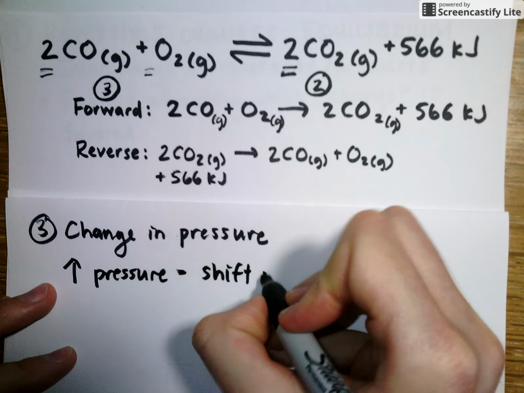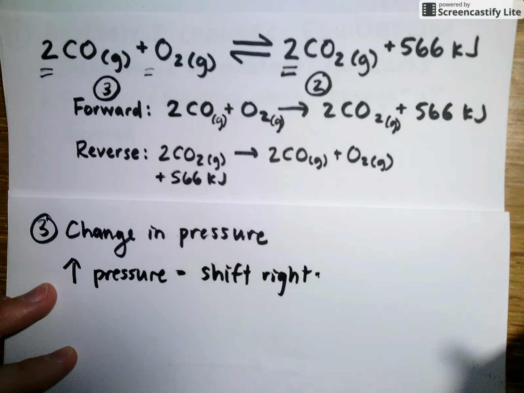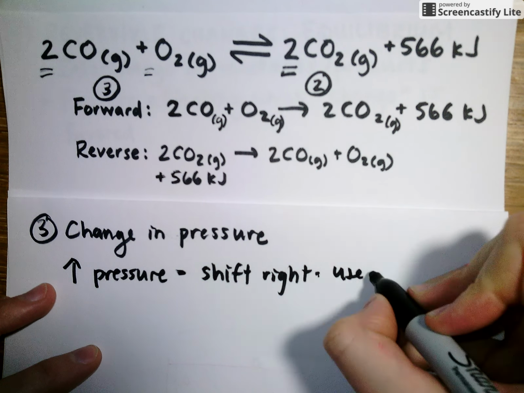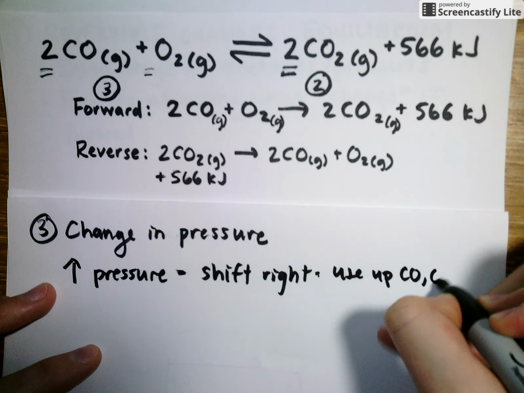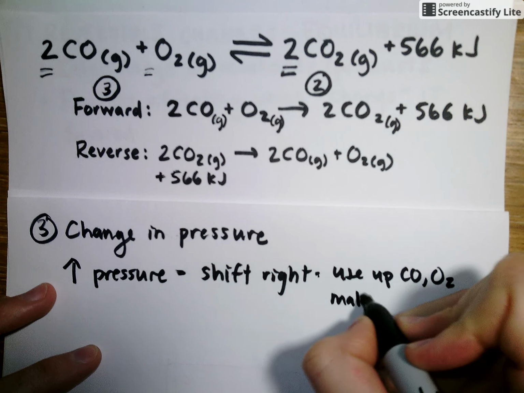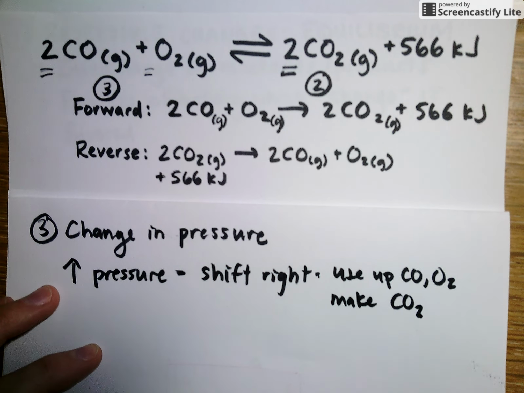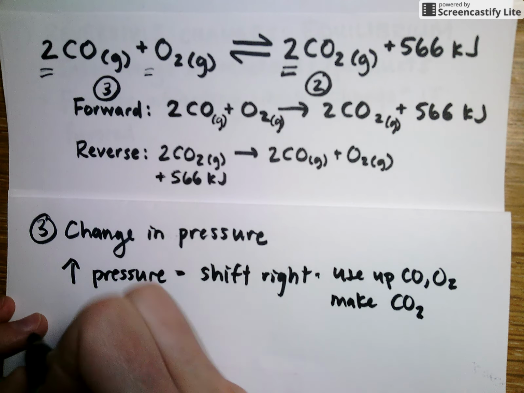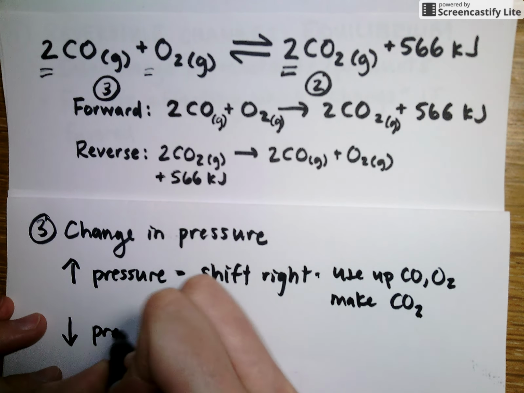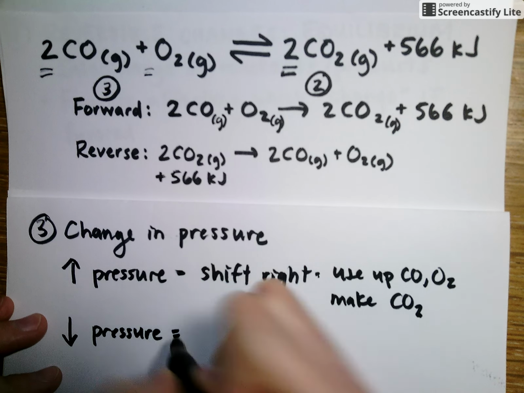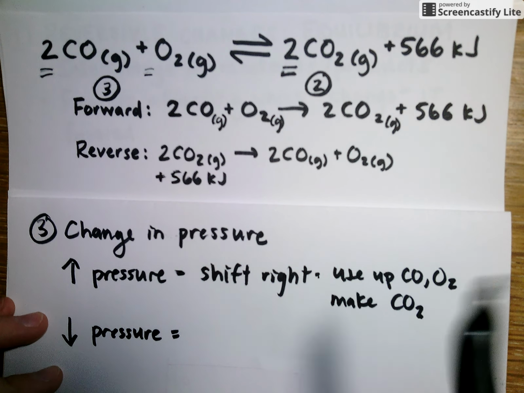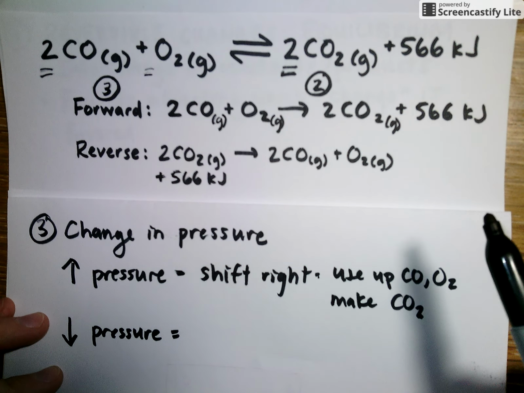And remember, a shift right is going to use up CO and O2 to make CO2. So we see the corresponding changes in concentration. Alternately, if I decrease the pressure, in order to get back to an equilibrium state, this reaction wants to try and boost that pressure up again.